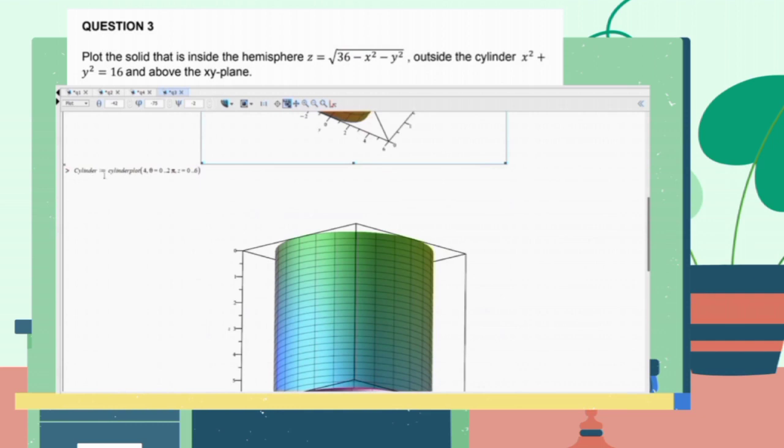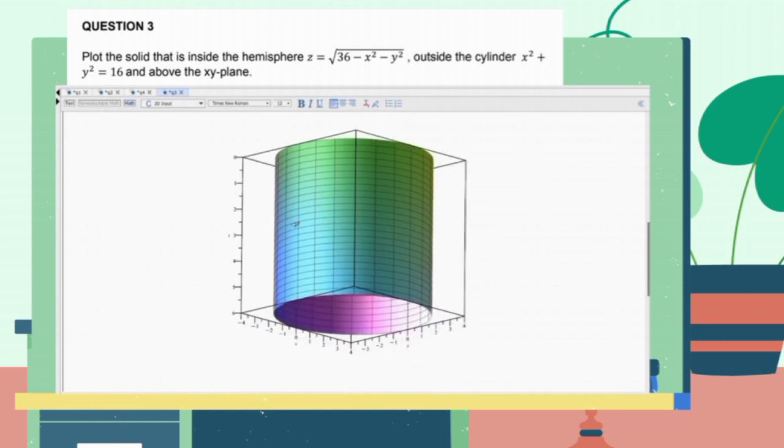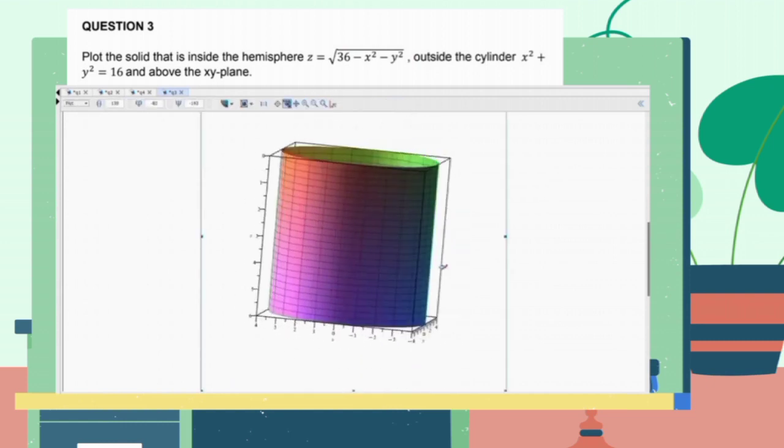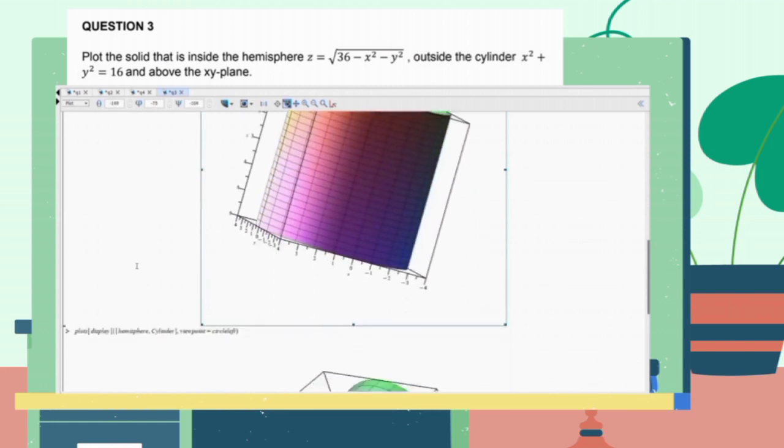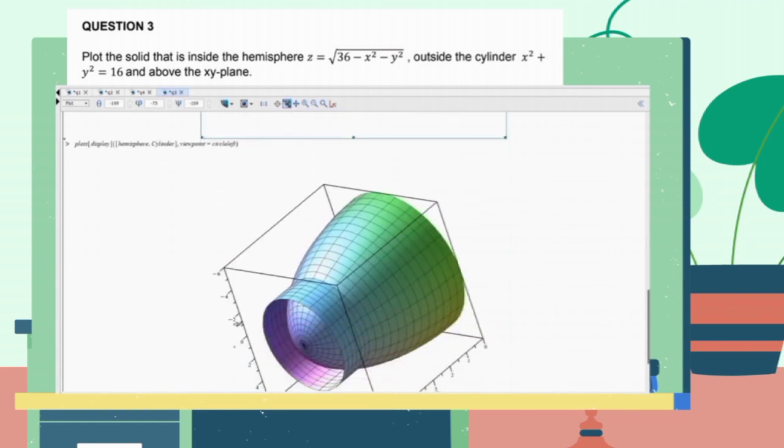And then we need to find the cylinder. The command for the cylinder is cylinder plot in brackets 4, theta equal to 0 until 2 pi, and z equal to 0 until 6. So we get 4 from the equation, which gives 16, so the square root of 16 equals 4. And then we get this shape, this cylinder.